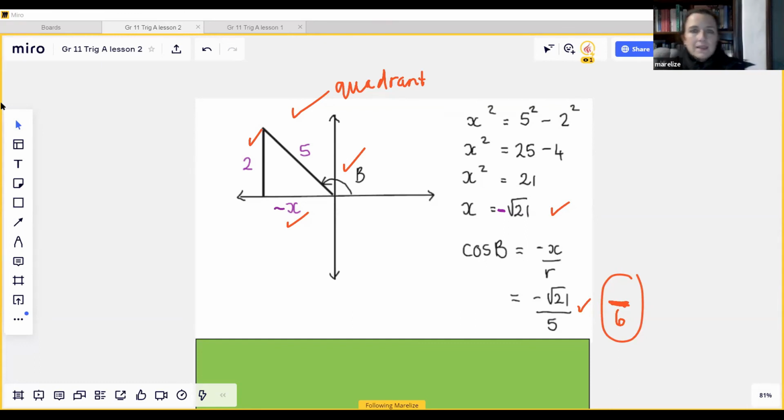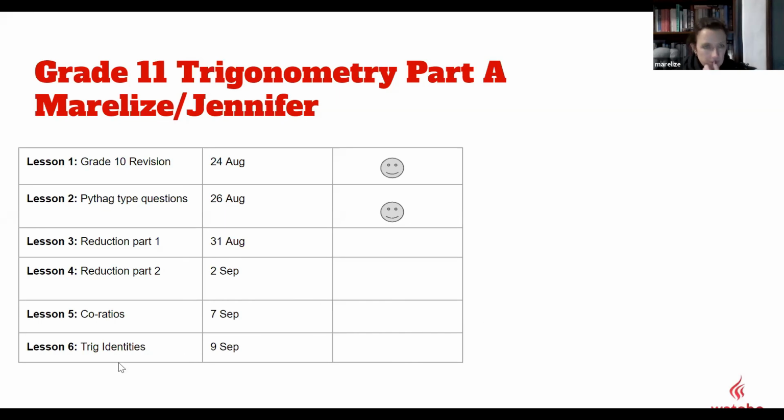Hi guys, well done on today's lesson. I think you guys are doing really well. So I'm just gonna go into your homework for the week and just give you an overview of what we did so far. So we did lesson 1 already, which was some grade 10 revision. We just finished our Pythagoras type questions, and we're going to be doing reduction part 1 in our next lesson.